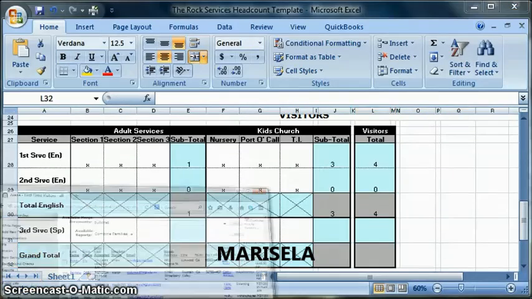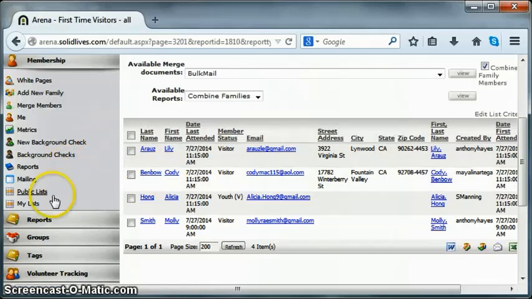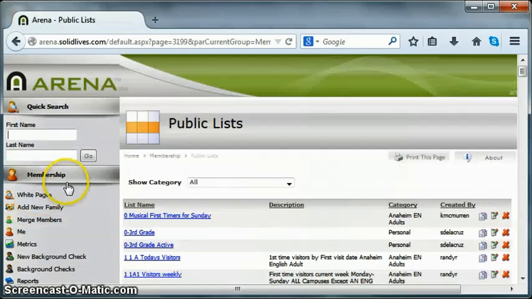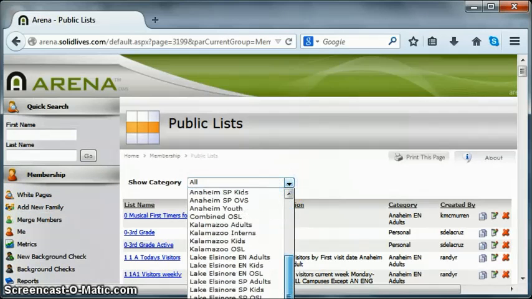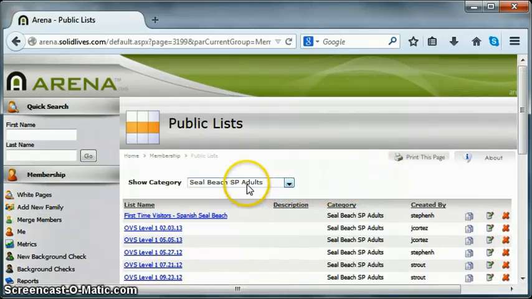Visitors, we're going to want to go back to Arena. Always do visitors through Arena. That's important. In this case, we're going to go to Seal Beach Spanish adults, which looks like that. We're going to go to first-time visitors.